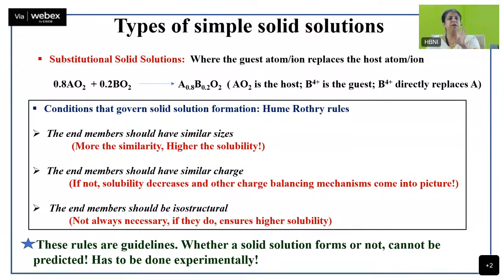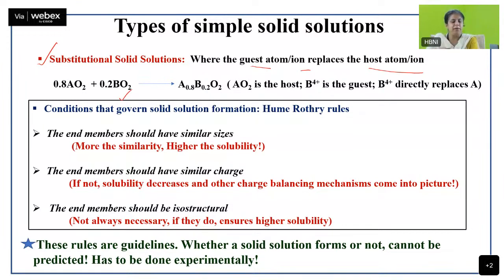Substitutional solid solution, wherein you're substituting your host ion by the guest cation and doing nothing. Or interstitial, wherein you're absolutely not taking anything from your host, but you're taking the guest ion and putting it into interstices. Hence the names substitutional solid solution and interstitial solid solution. So what are substitutional solid solutions? When your guest atom or ion replaces the host atom or ion.